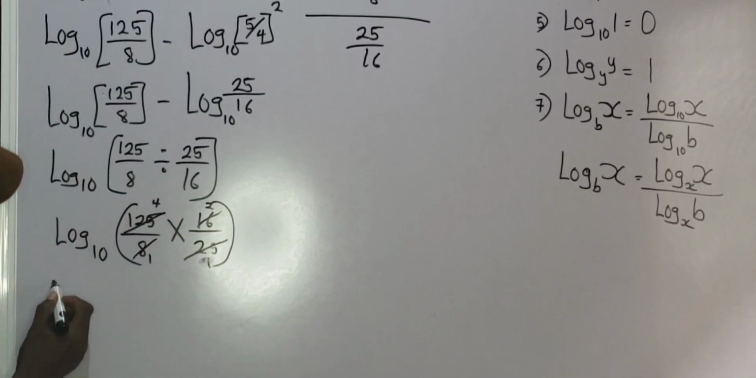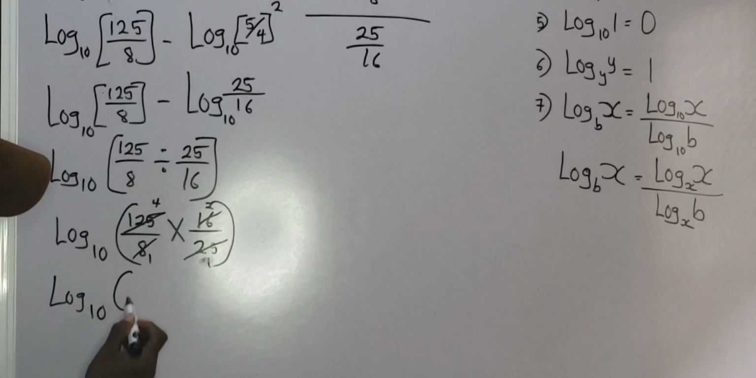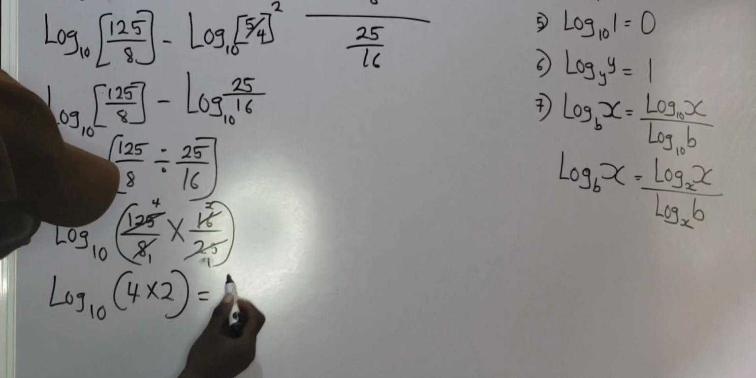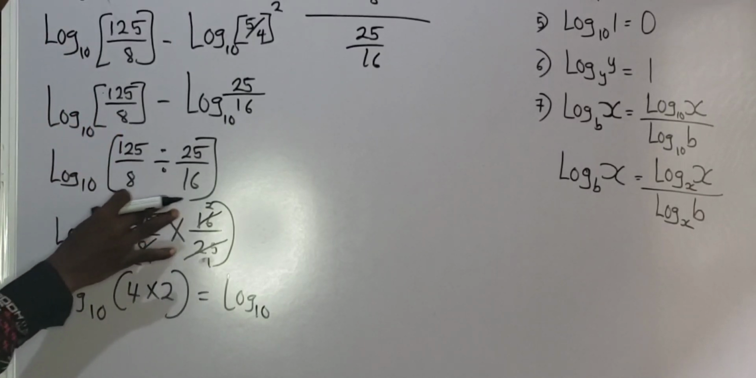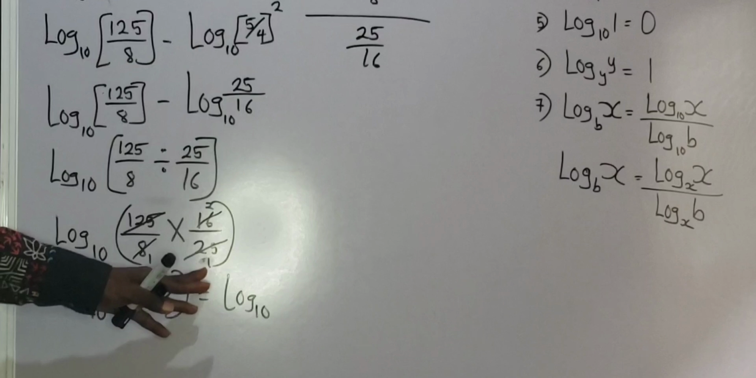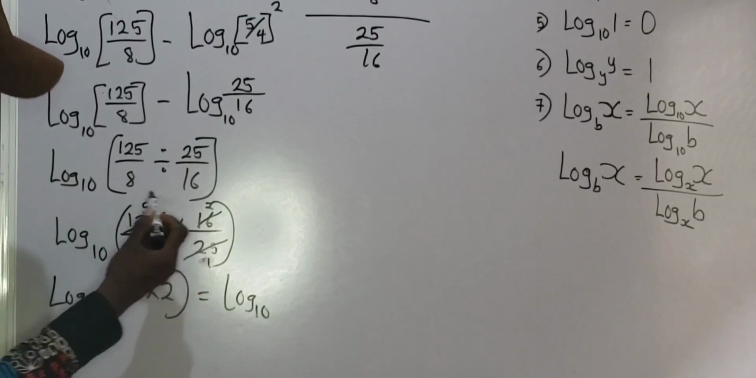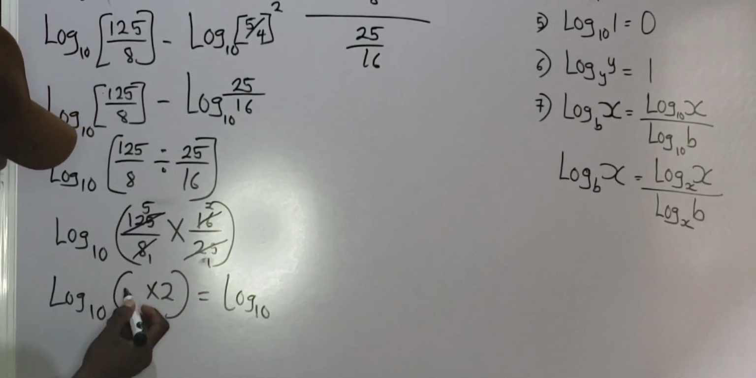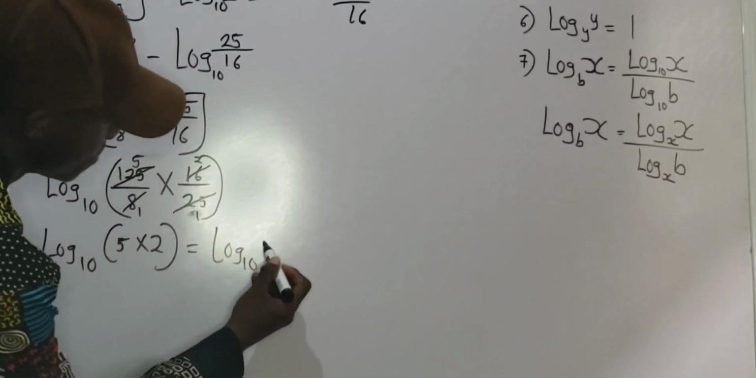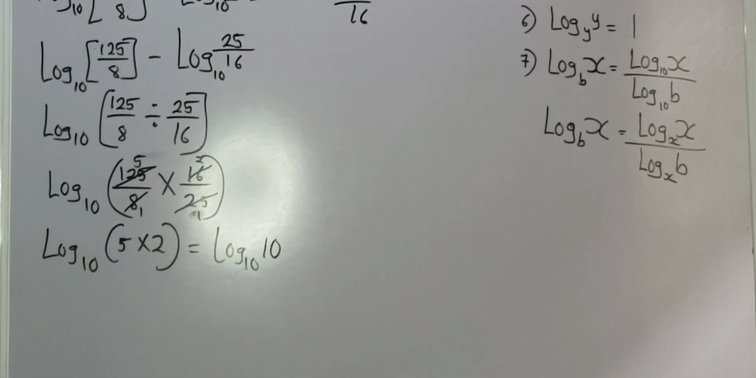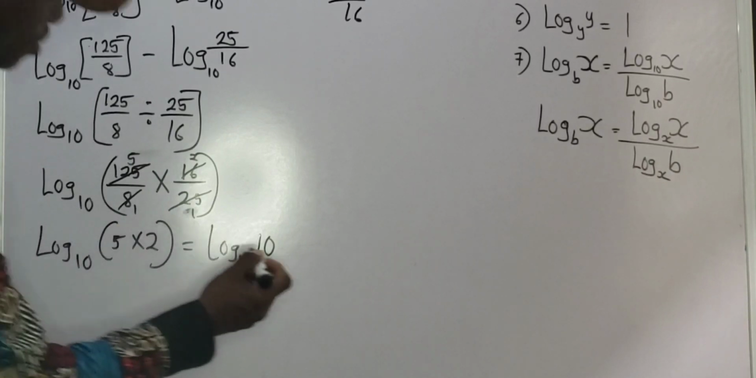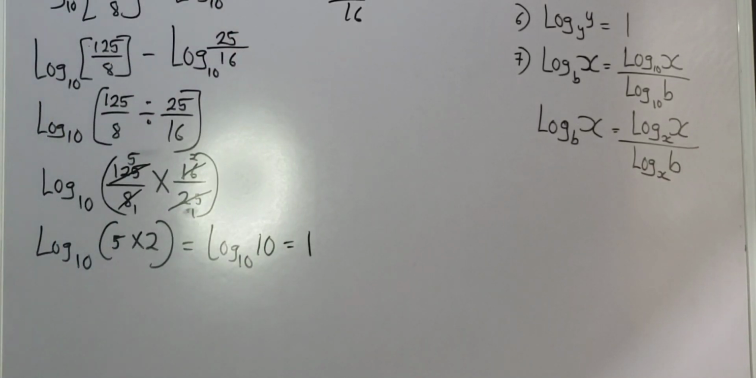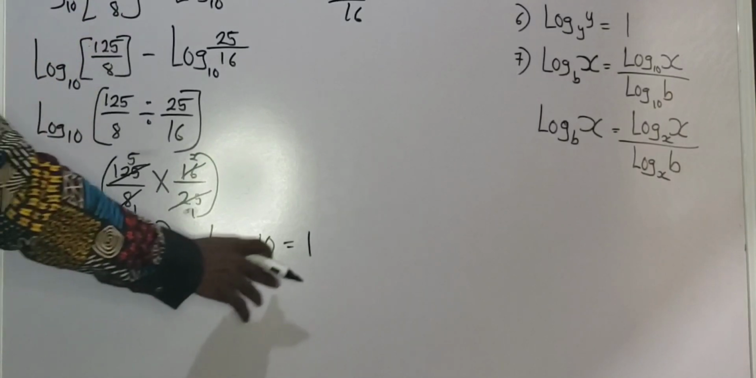So I'm left with 5 times 2. Sorry, 125 divided by 25, that is 5. So for this, I'm going to have 5 times 2, which is 10. So this will become log 10 base 10. And from the laws of logarithm, when we are taking the logarithm of a number and that number is the same as the base, this will be equal to 1. Do you understand? So the answer to this logarithm question is 1.